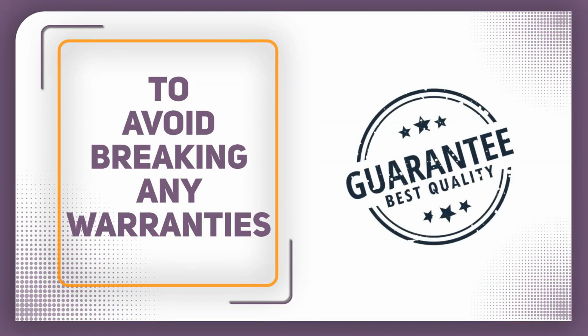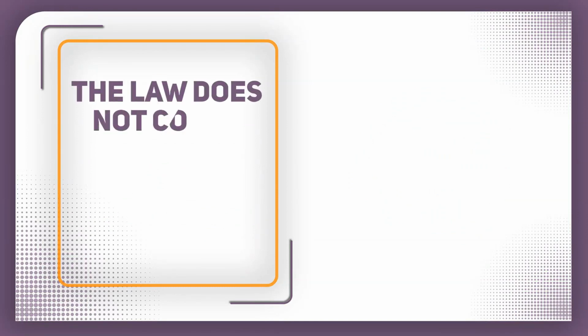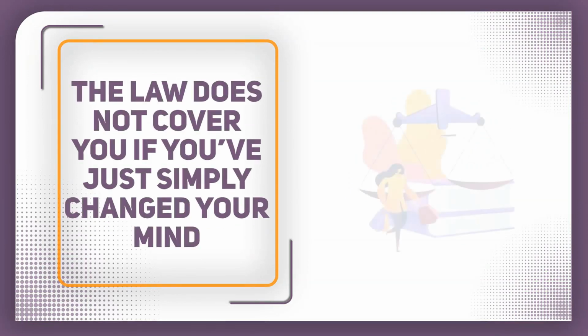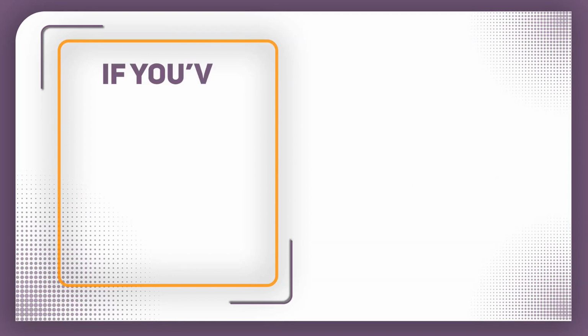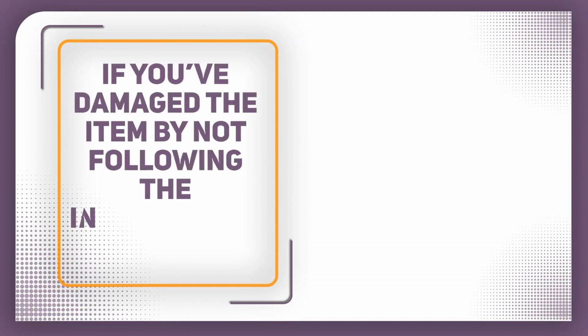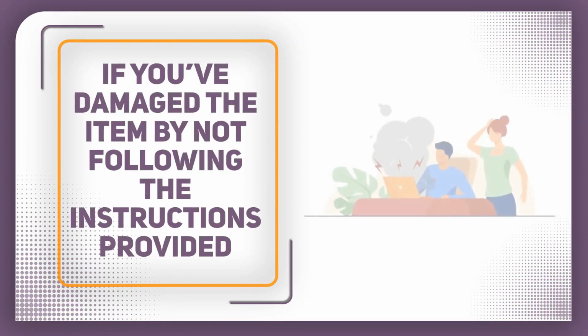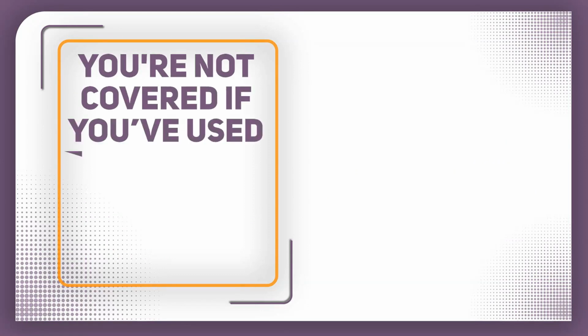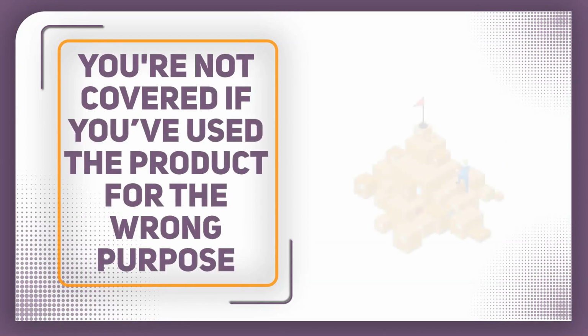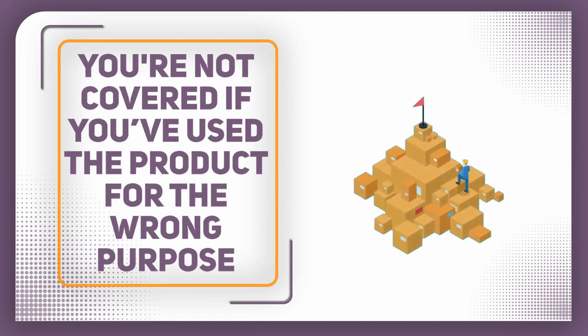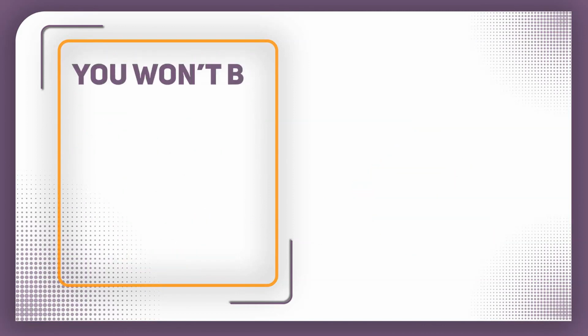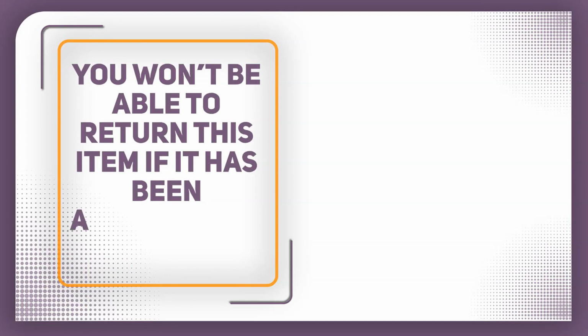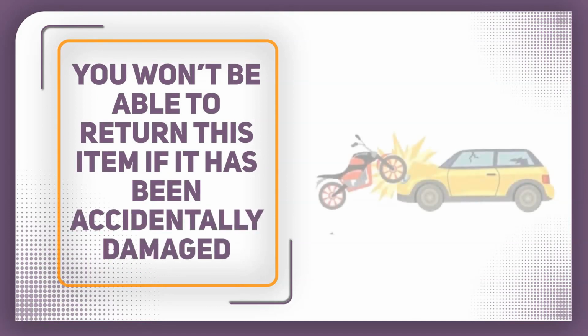There are a number of things which are not covered. The law does not cover you if you just simply change your mind. You're not covered if you've damaged the item by not following the instructions provided. So if you have tried to use your dog's shampoo, well, that's on you. You're not covered if you've used the product for the wrong purpose, or if the problem was pointed out to you before you bought it. And finally, you won't be able to return this item if it has been accidentally damaged, like dropping your iPhone down a flight of stairs, for example.